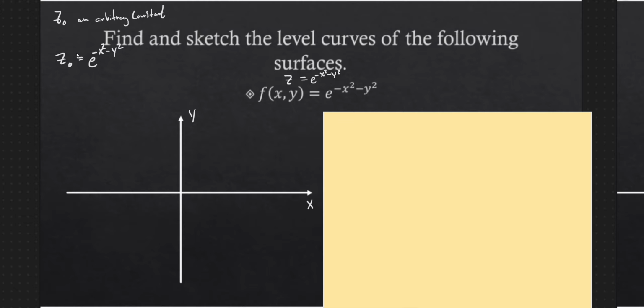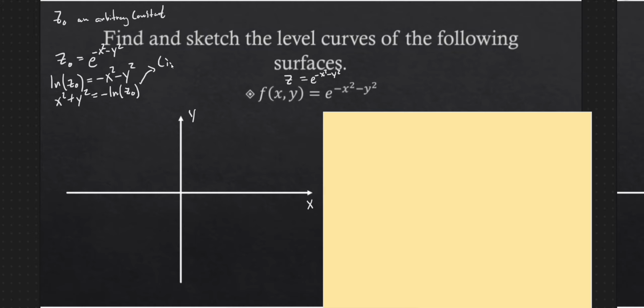I have this e here, so one thing I can do is take natural logs on both sides to get rid of it. This gives me natural log of z naught equals minus x squared minus y squared. This doesn't quite look right to me. If these were both positive, this might look like a circle. So I'll multiply both sides by negative 1 and make these both positive. That gives me x squared plus y squared equals negative natural log of z naught. This negative natural log of z naught is a constant. So I have x squared plus y squared equal to a constant. Well, that's the equation of a circle.